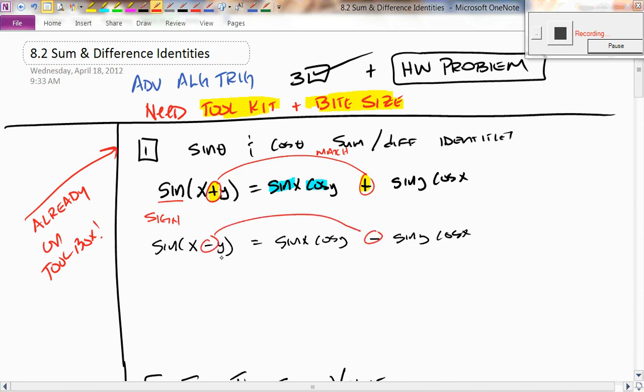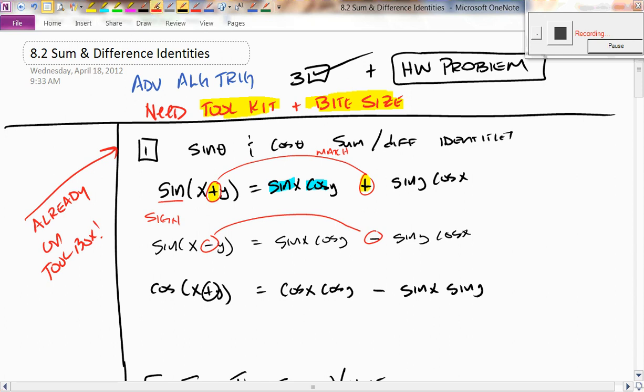Now, if you're dealing with a cosine function, the cosine of x plus y, well, cosine is not the word sine, so the signs are not going to match. So if I have a plus sign here, what's it going to be in the formula? A minus sign. But that means the trig functions are going to match in the front. So it's cosine x cosine y minus sine x sine y.